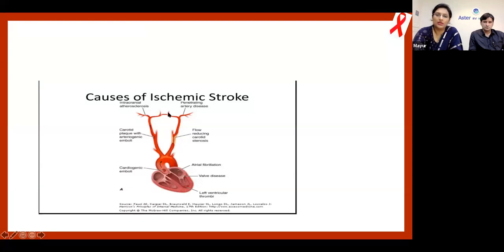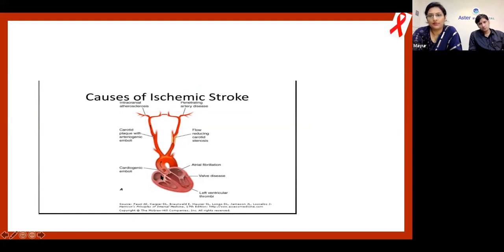Atherosclerosis is one of the commonest causes. Apart from this, patients having cardiac diseases, very commonly atrial fibrillation, which is a problem with the heart's rhythm. The heart is not beating regularly, and there is a tendency for formation of blood clot in the heart, and that clot can be dislodged to the brain. And other valvular diseases, all these cardiac conditions.